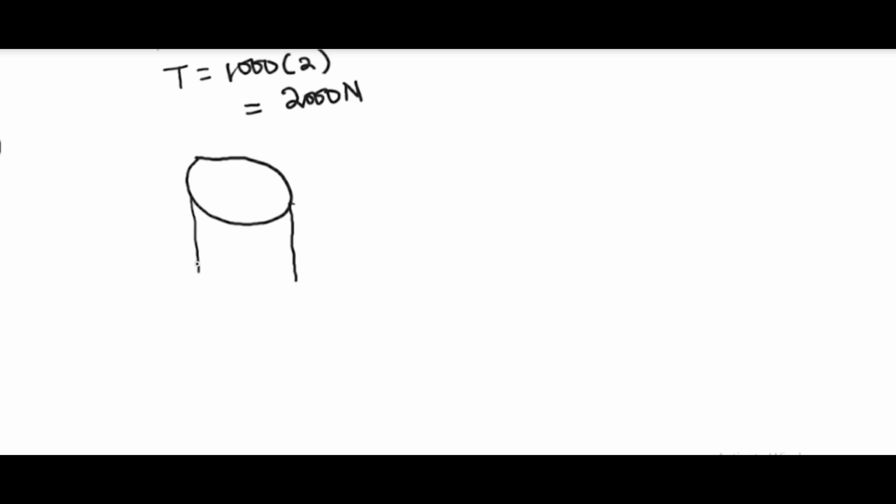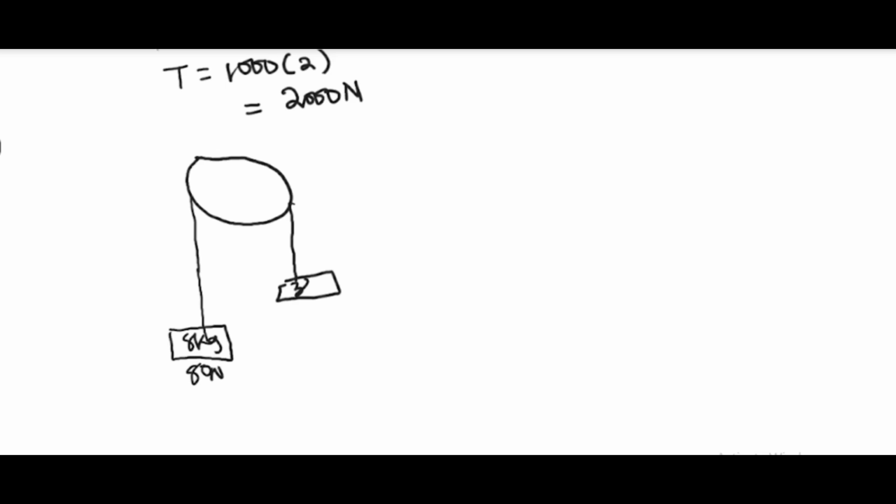The first is given as 8 kg. So if the mass is 8 kg, that means the weight will be what? 80 Newton, since we are asked to take g to be 10 meter per second squared. So we have the second mass to be 3 kg. That's the weight will be 30 Newton. So we have tension 2 here, and then we have tension 1 here.